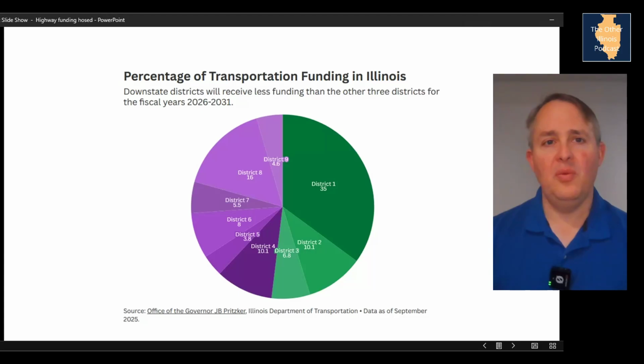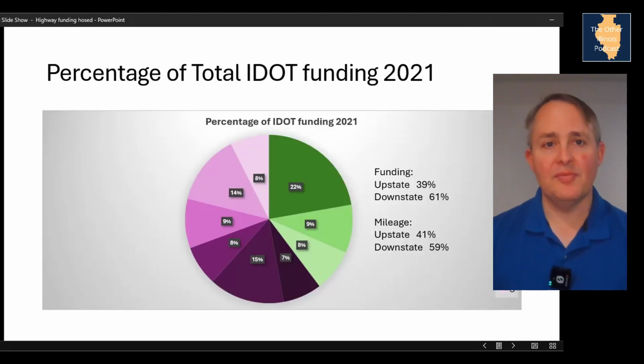But let's take a look at what it was under the last Rauner administration. So the last year of the Rauner administration was in 2021, because that 5-year plan was implemented under his administration. So it actually follows fairly closely to the lane miles for the state of Illinois. The Chicago area still receives the largest portion of the funding, but you've actually got 50% going to, I'll call it, the universities district. That's McLean and Champaign counties and further east. And then the next biggest downstate is District 8. That's the Metro East district.